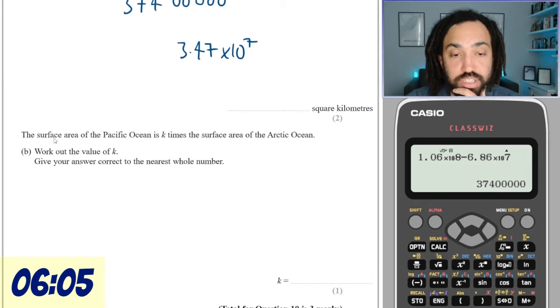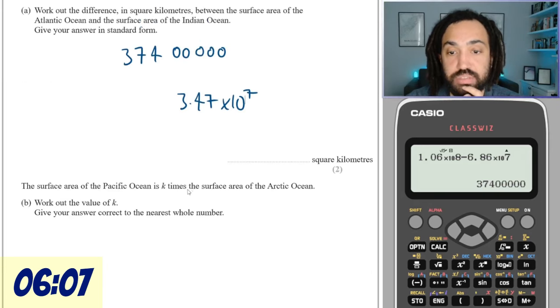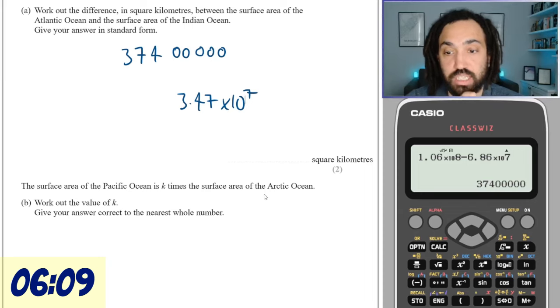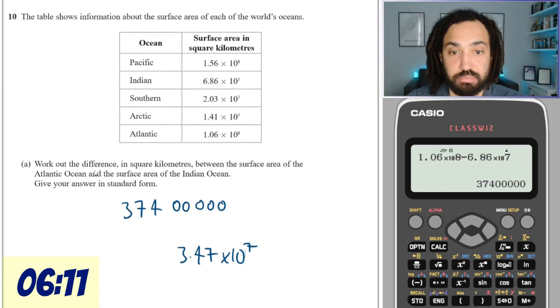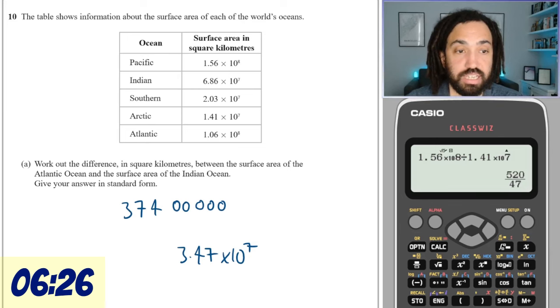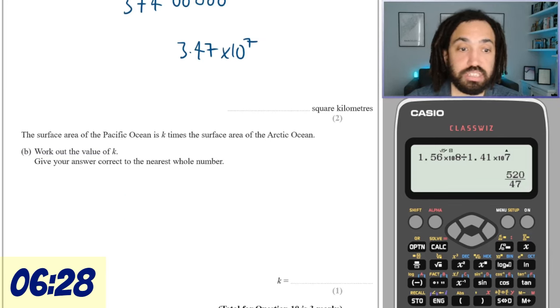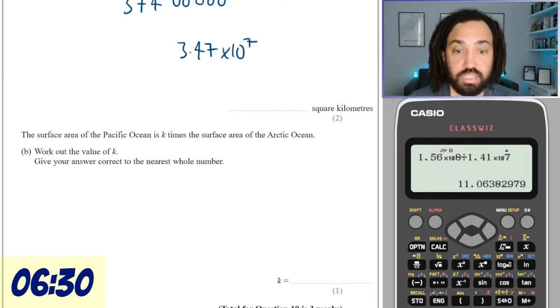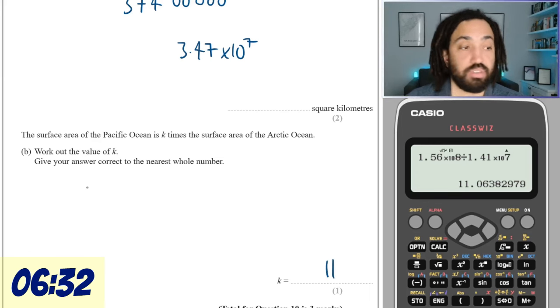The surface area of the Pacific is K times the surface area of the Arctic Ocean. So let's take the Pacific divided by the Arctic, which is 1.41 times 10 to the 7. That gives me the value for K. Round to the nearest whole number. So it's 11. Lovely.